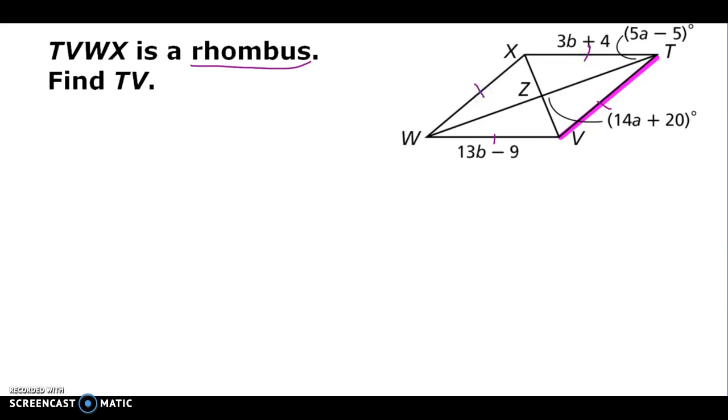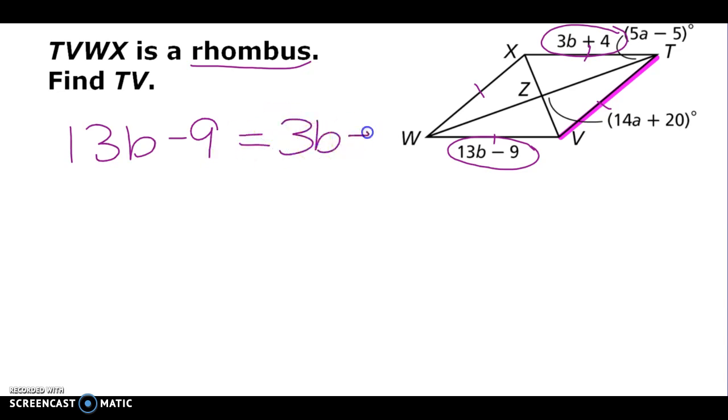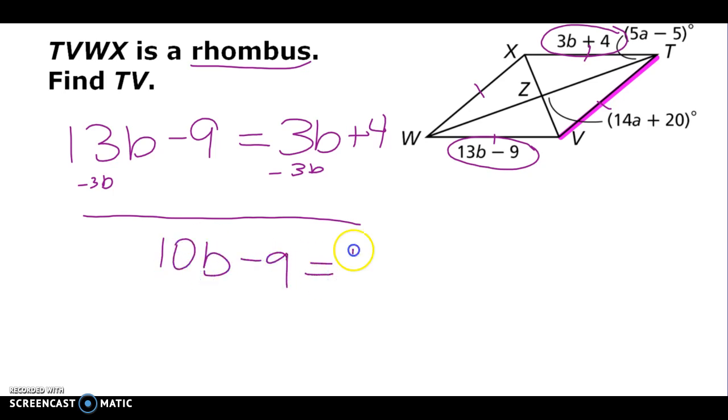So what did we do with parallelograms when we had a variable on sides? You add them up. Add them up, but set them equal. We can set them equal to each other since they're congruent. So I can do 13b minus 9 equal to 3b plus 4. Do some subtraction. That's going to give us 10b minus 9 is equal to 4.